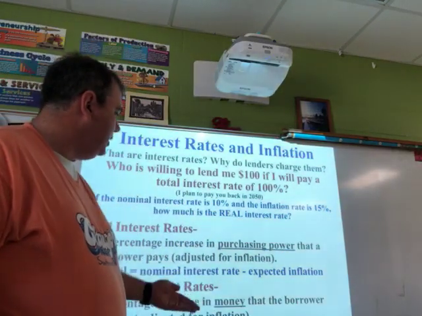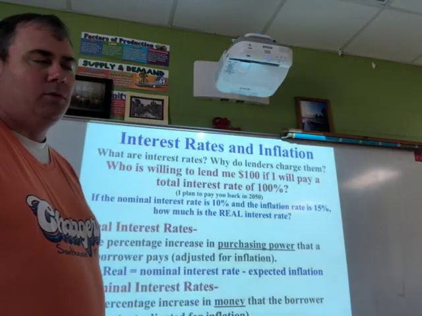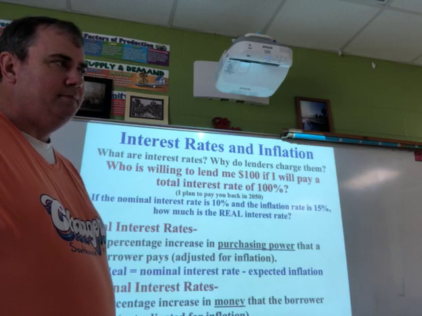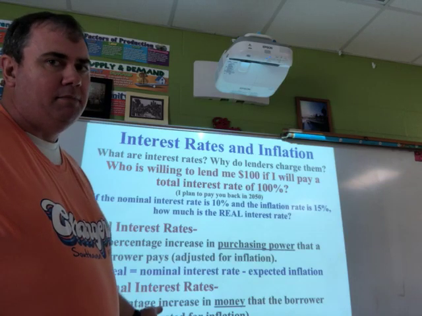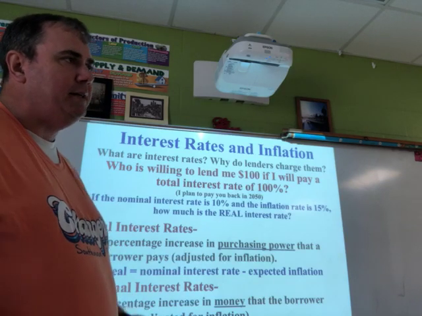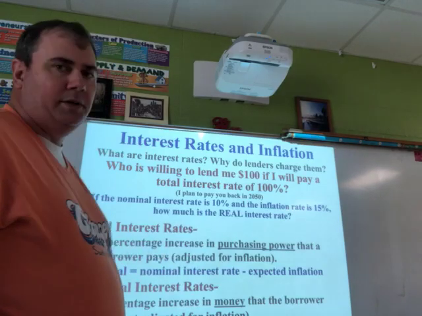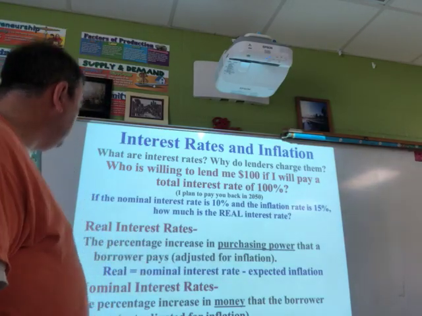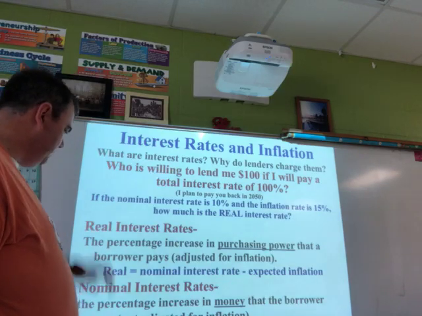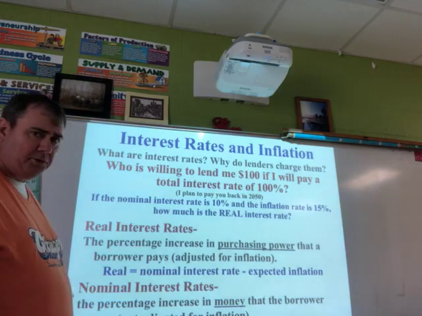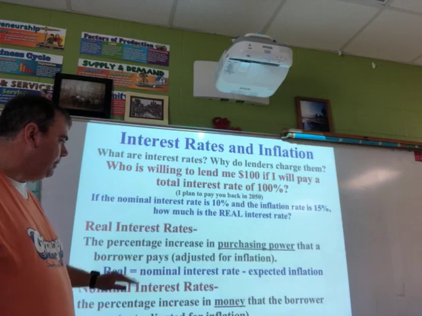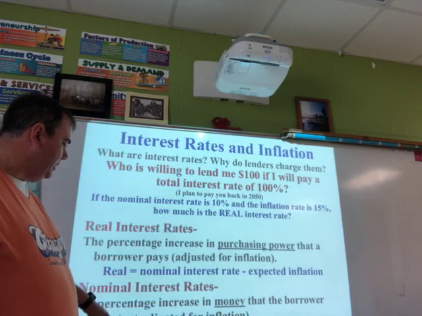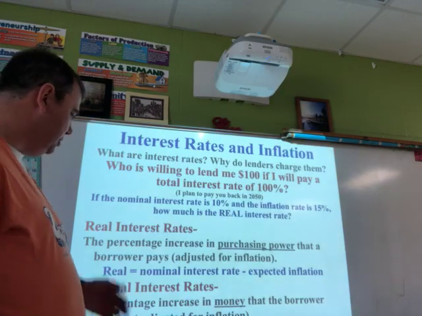Now what happens if expected inflation is higher than the nominal interest rate? Then the banks aren't making any money. So if expected inflation is higher than the nominal interest rate, that tells us that interest rates are about to go up. Then a nominal interest rate is a percentage increase in the money that the borrower pays. It's not adjusted for inflation.